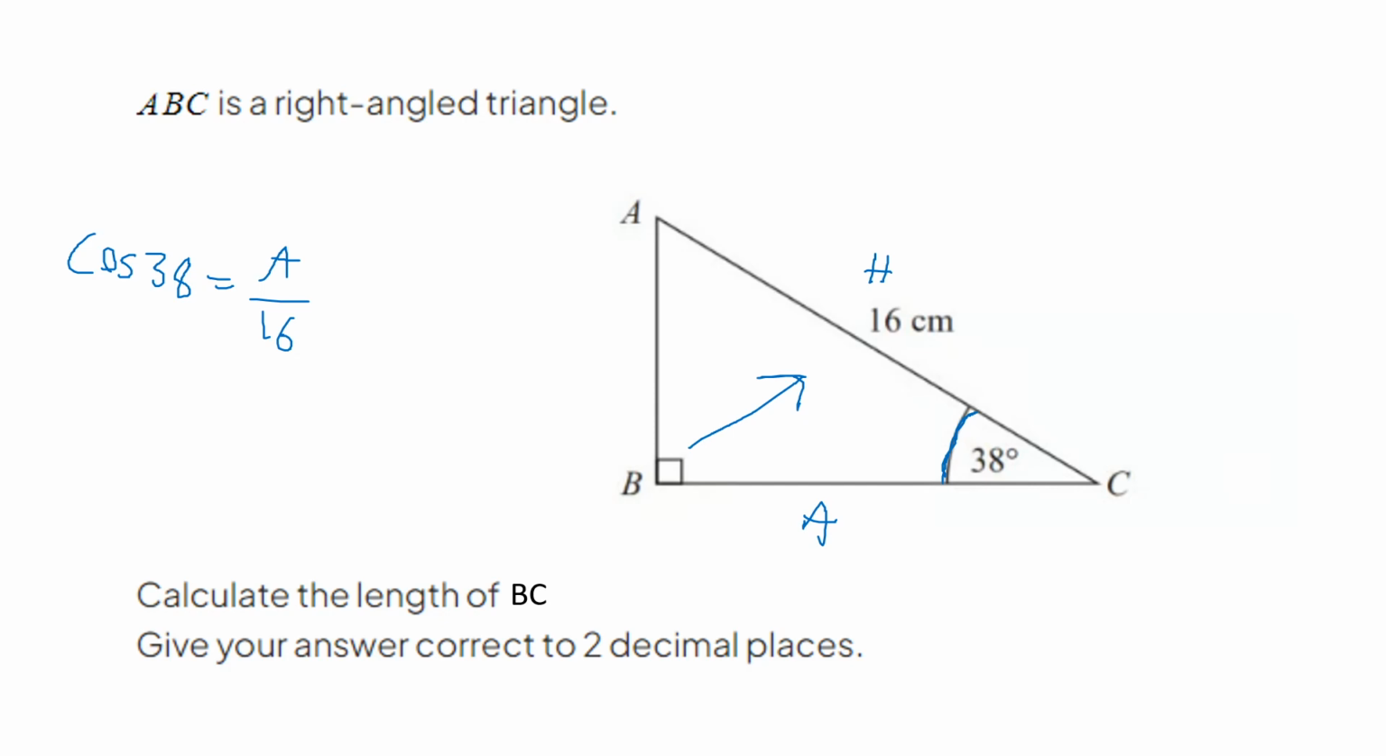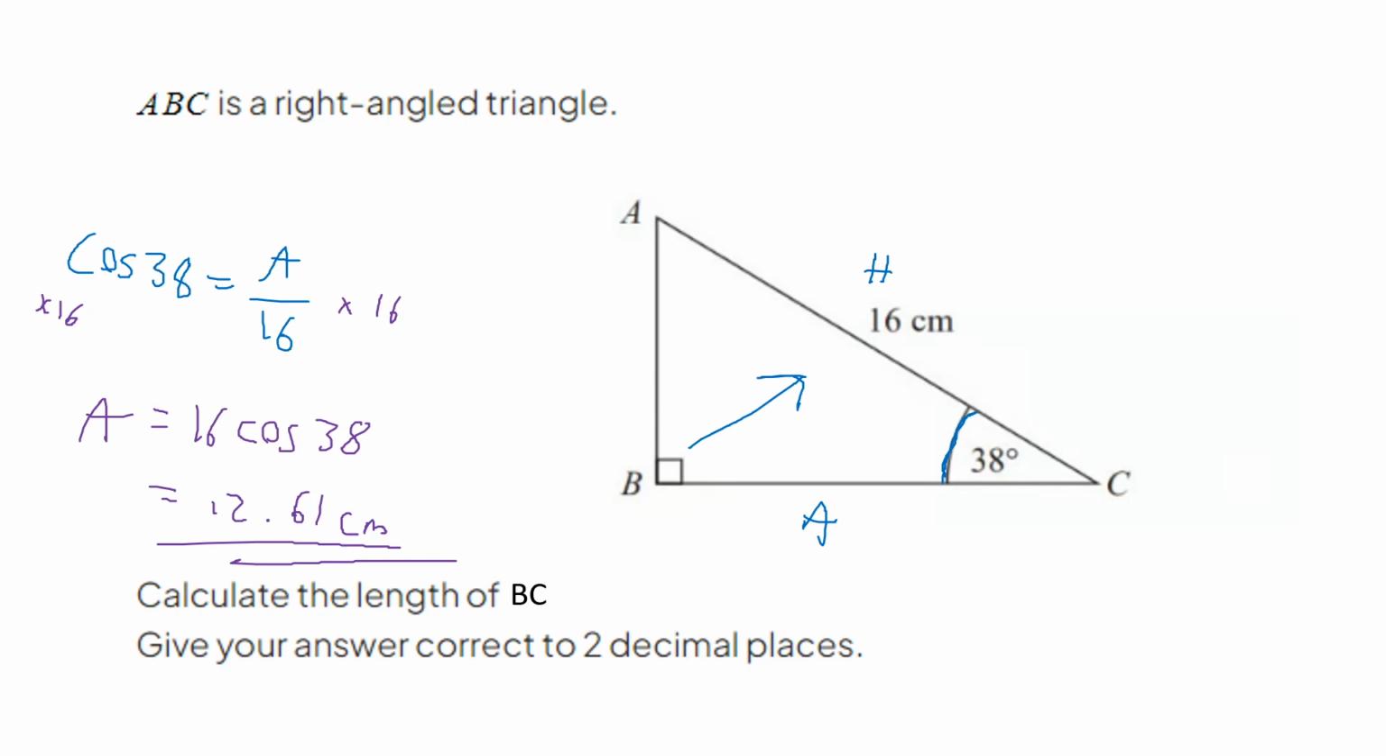Okay? And again, we're going to solve this equation for A. So let's times both sides by 16 to make A the subject. A is going to be equal to 16 times cos 38, which is equal to 12.61 centimeters. So 2 decimal places.